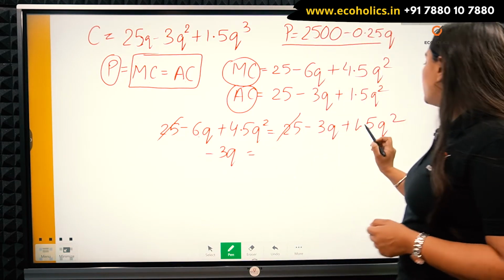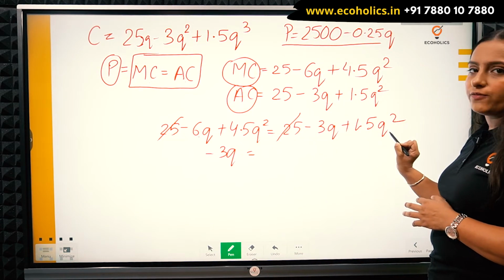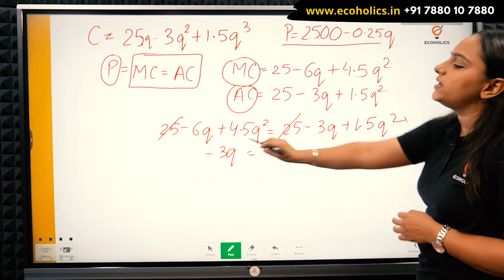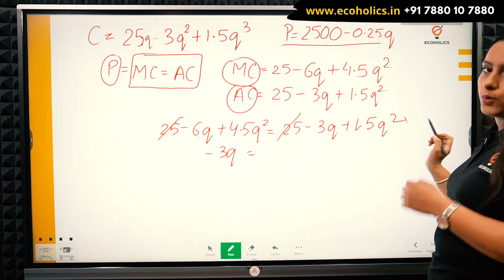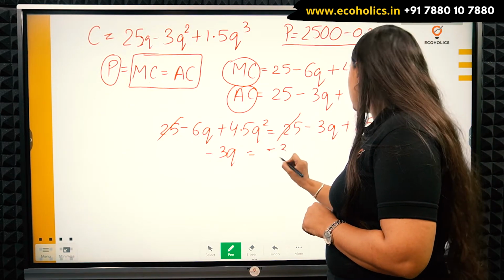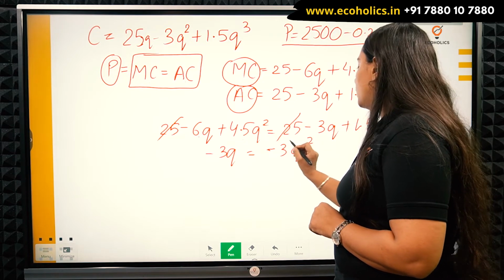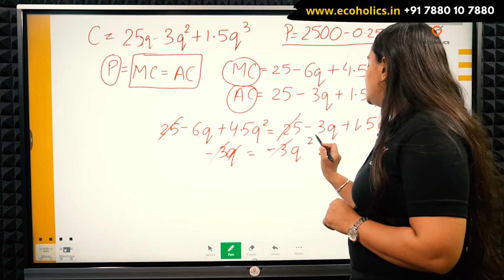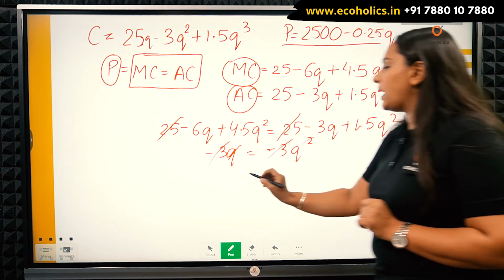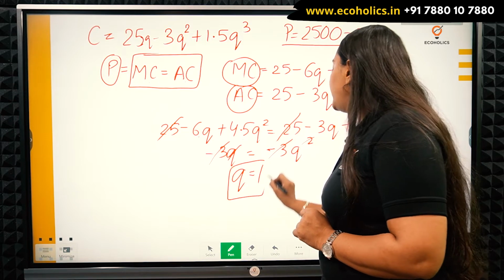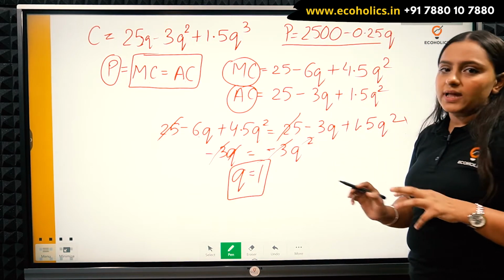And here I have 1.5Q square. So I will bring this 4.5Q square to the other side. I will get 1.5 minus 4.5Q square, so that's going to be minus 3Q square. So minus 3 and minus 3 get cancelled out, and Q with its power will get cancelled out, and I'm left with Q equals 1. So what I know is this Q is equal to 1.